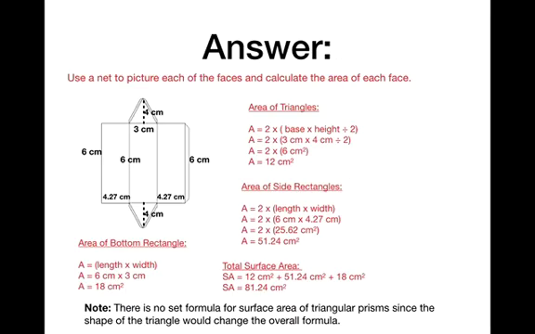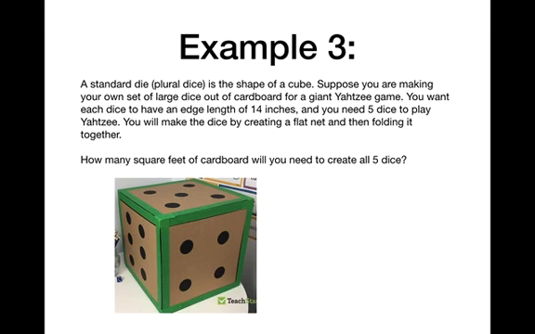And again, the answers are here in the slides as well. Okay, all right, so our third and final example here. A standard die, or if you're talking about more than one dice, is the shape of a cube. Suppose we're going to be making our own set of large dice out of cardboard for a giant Yahtzee game. You want each dice to have an edge length of 14 inches, and you need 5 dice to play Yahtzee. You will make the dice by creating a flat net and then folding it together.